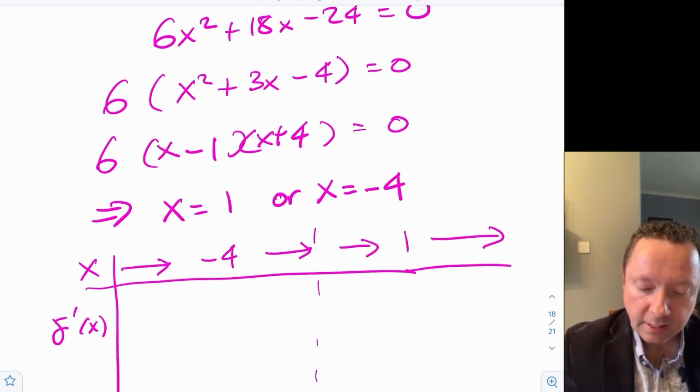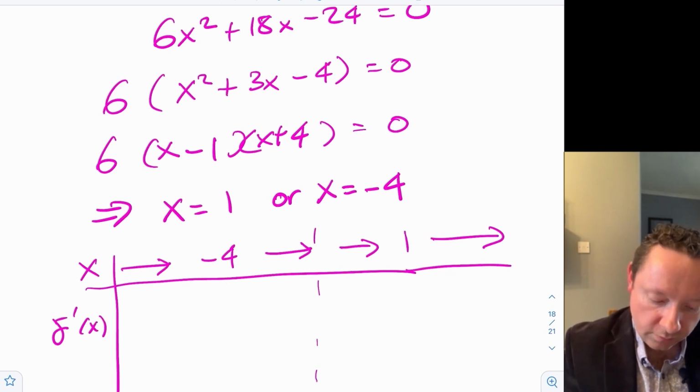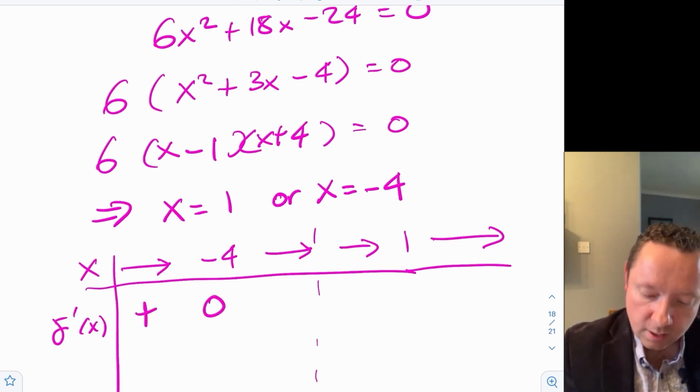And minus 5 plus 4 is minus 1. A minus times a minus is a plus, so it's positive there. It's 0 here. Between these two numbers, let's just try 0 then. Minus 1 times 4 is minus. It's negative there, so it's still negative there.